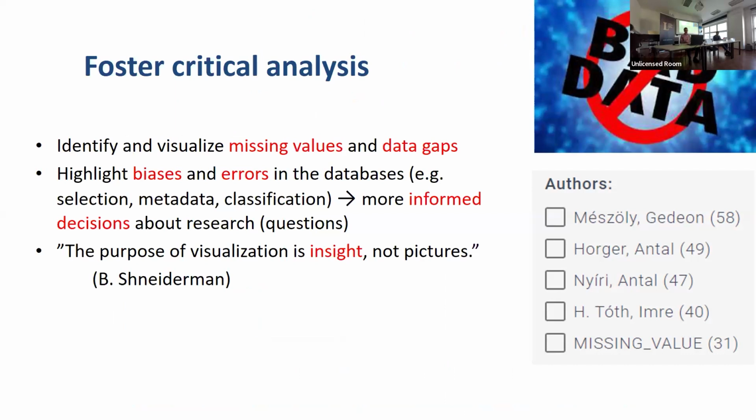The whole idea behind AVOBMAT is to foster critical analysis of your data. It always identifies and visualizes missing values for each metadata field in the faceted search and all the visualizations as well. It helps you to highlight biases and errors in the databases related to selection, metadata, or classification biases. Again, this might be of assistance to make more informed decisions about your research questions.